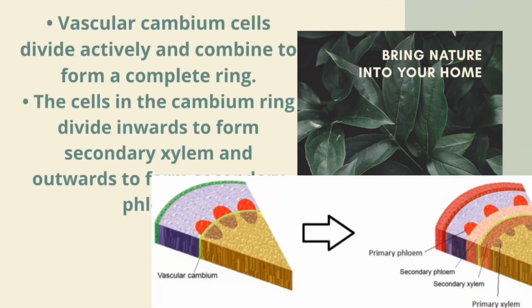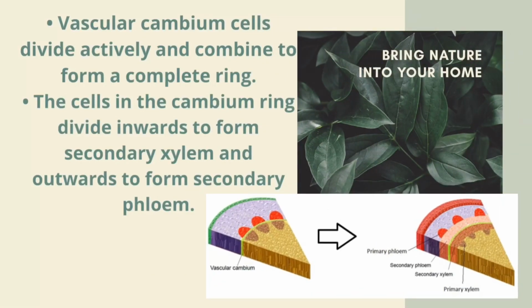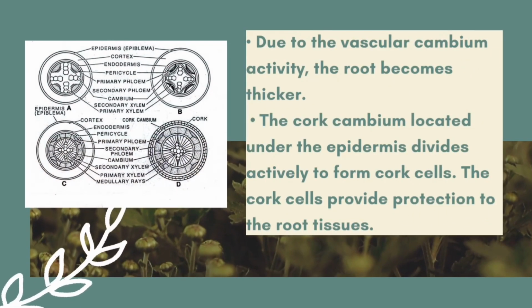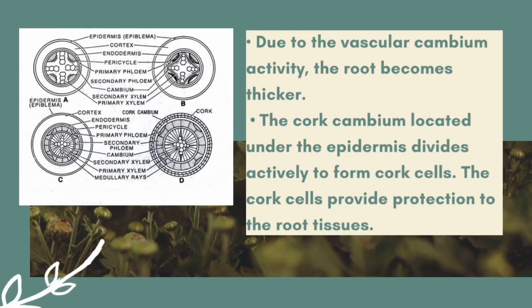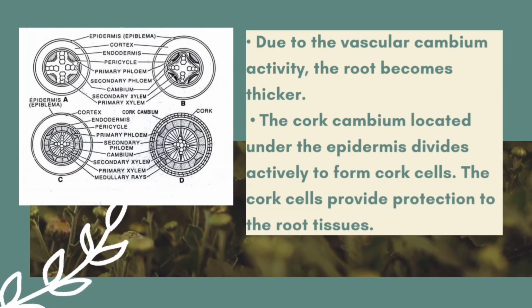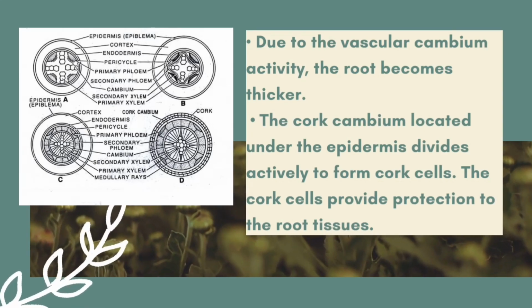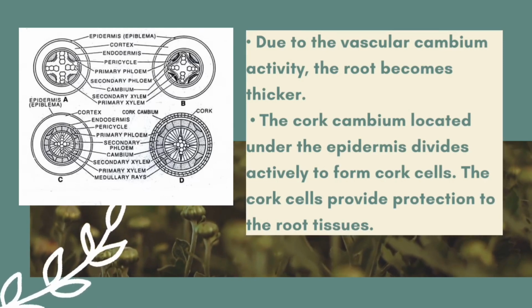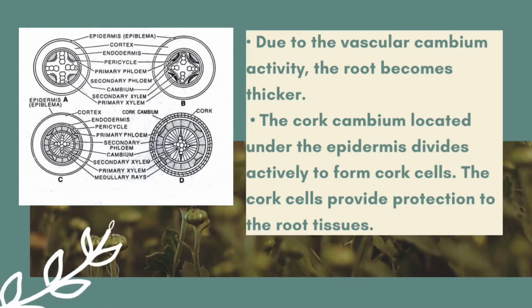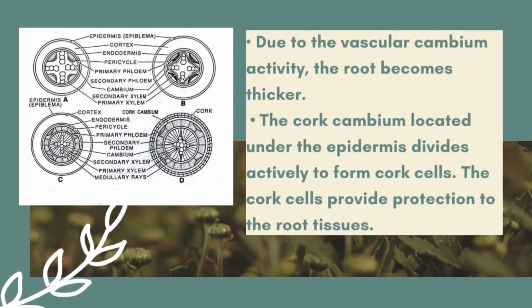Vascular cambium cells divide actively and combine to form a complete ring. The cells in the cambium ring divide inwards to form secondary xylem and outwards to form secondary phloem. Due to the vascular cambium activity, the root becomes thicker. The cork cambium located under the epidermis divides actively to form cork cells. The cork cells provide protection to the root tissues.